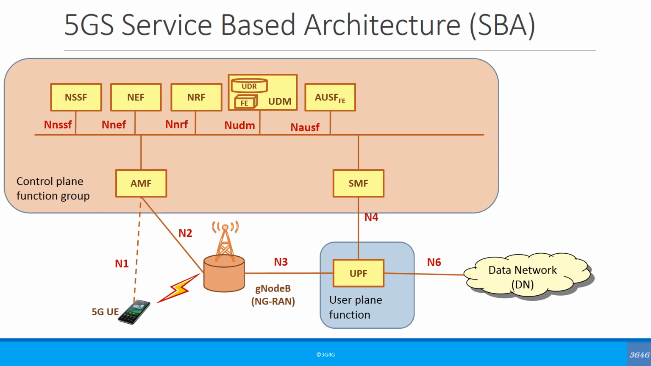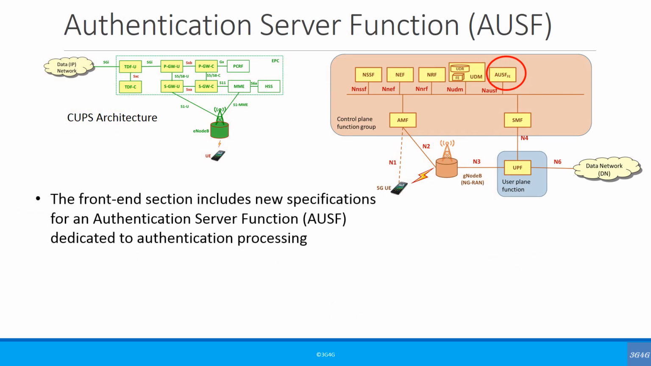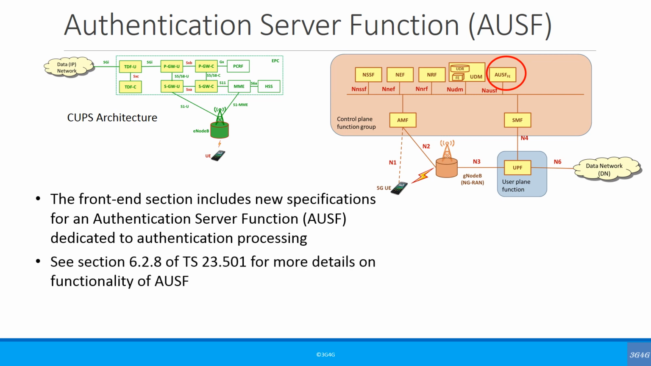Then we have the Authentication Server Function, AUSF. Now, I write it here as the AUSF FE to show that this is actually a front-end functionality. The front-end section includes a new specification for an authentication server function dedicated to authentication processing. There isn't really much more detailed information in 23.501 on this right now.